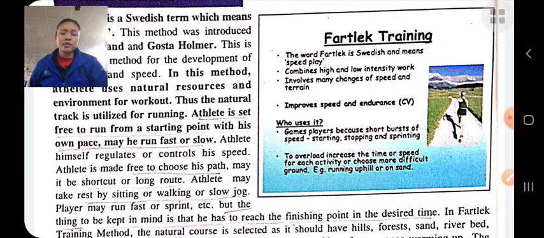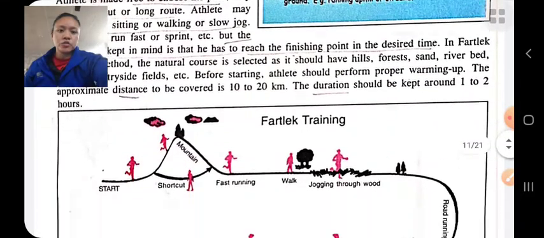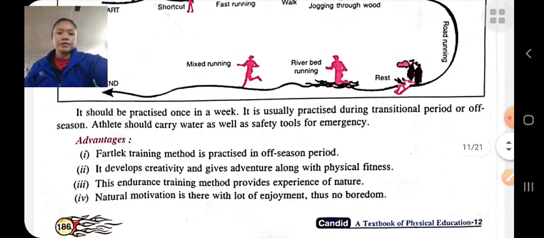But the thing to be kept in mind is that he has to reach the finishing point in a desired time. In fartlek, the distance is 10 to 20 kilometers and time is kept 1 to 2 hours. It should be performed once in a week. And the athlete should carry water bottles and safety tools with him.